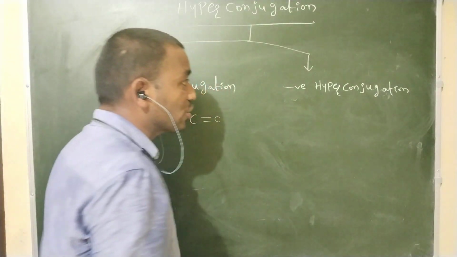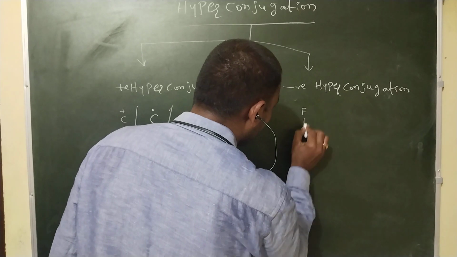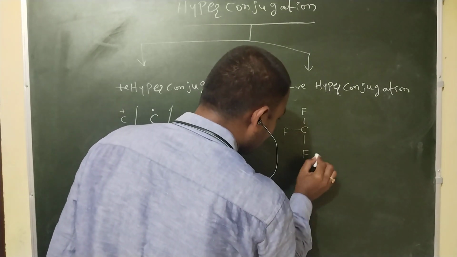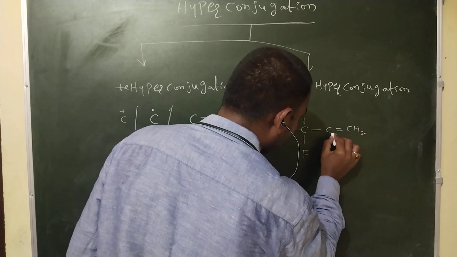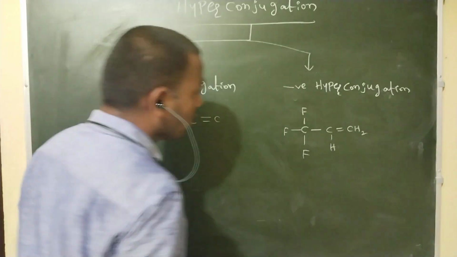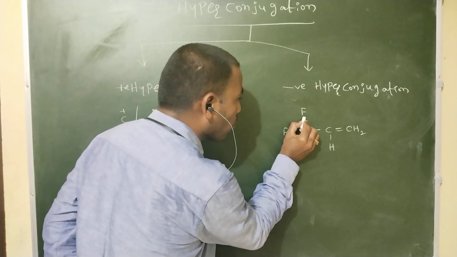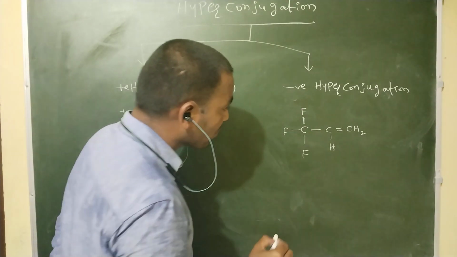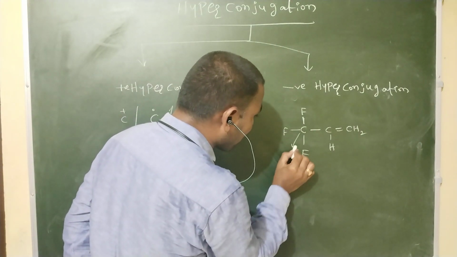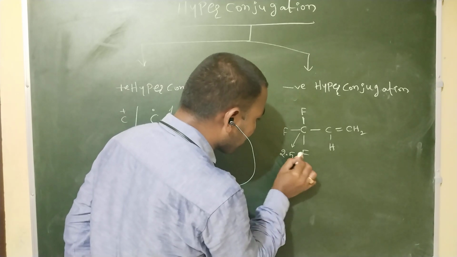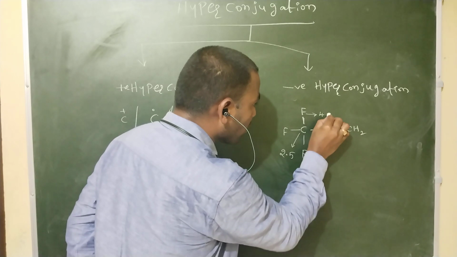It is reverse hyperconjugation. For example, I will take an arrangement like this, trifluoro, which is attached with a double bond. Fine. Now here we can observe fluorine and carbon. Fluorine is more electronegative. Carbon has electronegativity 2.5, and fluorine's electronegativity is 4.0 on the Pauling scale.